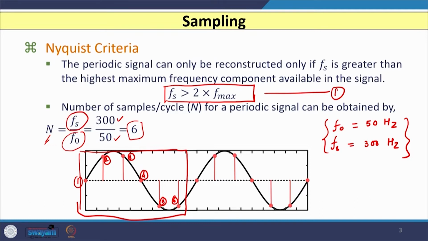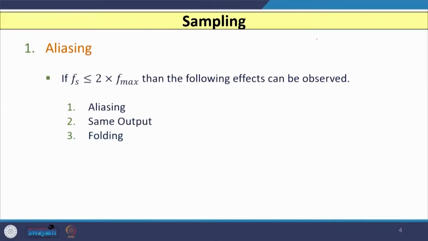If we vary the sampling frequency, then the number of samples which we need to acquire in a cycle may vary. So, it can be 6, or it can be a higher value, or it can be a lower value also. Now, let us consider a case where the sampling frequency Fs, at which we are going to acquire the signal, is not going to follow the Nyquist criteria or Nyquist rule.